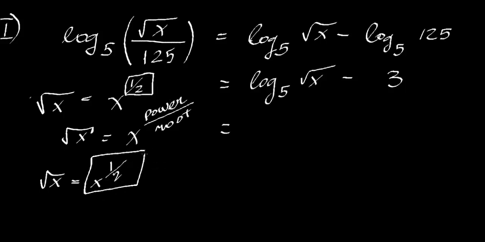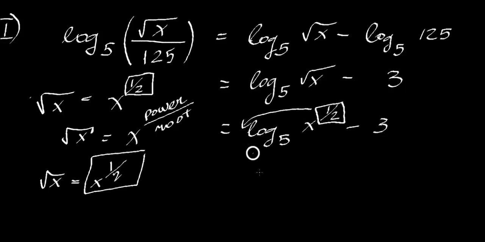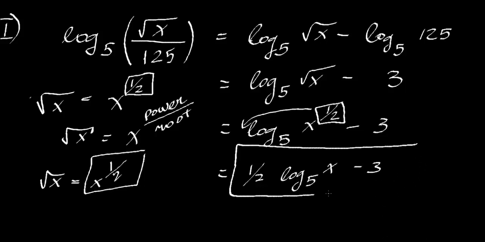Okay? And I'm just going to rewrite the root x as x to the 1/2 power. So log base 5 of x to the 1/2 minus 3. And look at this. We got an exponent. Since there's nothing else to do, usually you want to leave this step till the end. So we can bring this 1/2 in front. And there we go. This is all we can do.